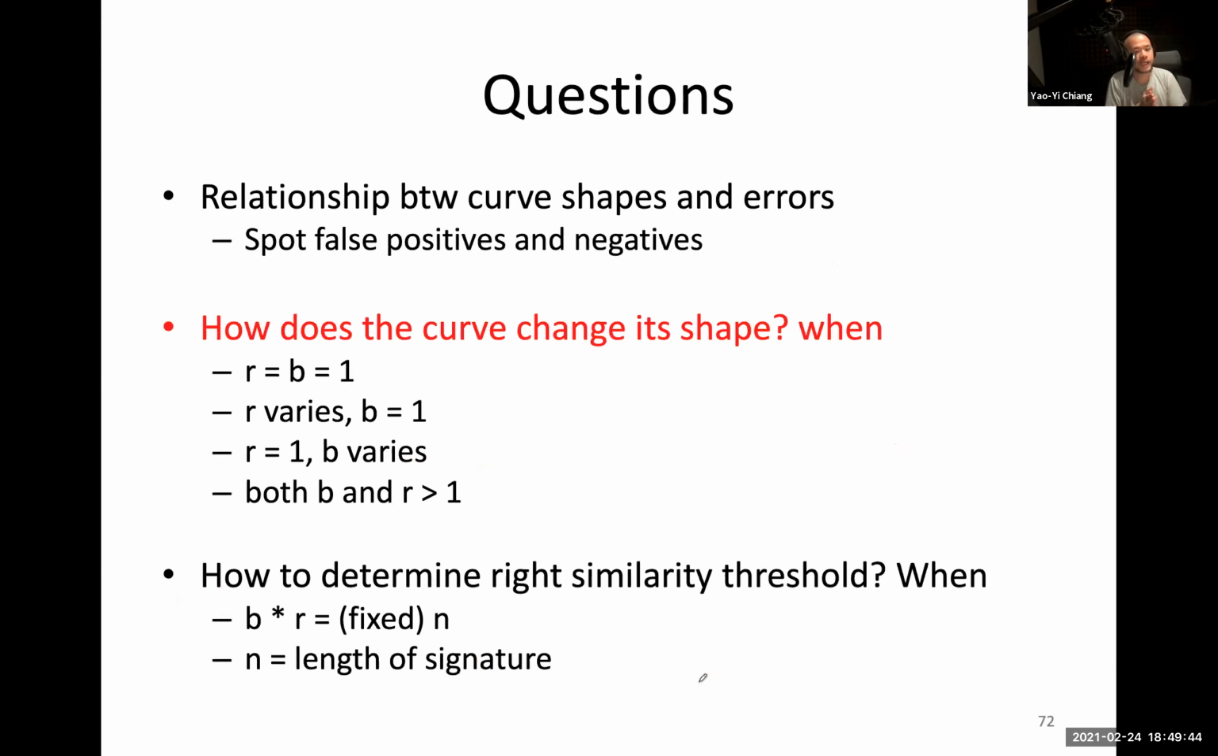All right, next we are going to look at how the curve will change its shape if we vary R and B. But let's take a break for 10 minutes and come back at 7. If you have any questions, feel free to post them in the chat. I will answer them when I come back.